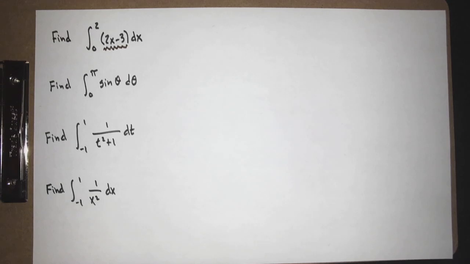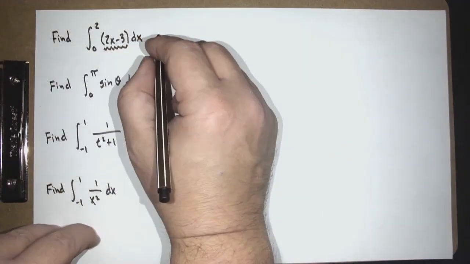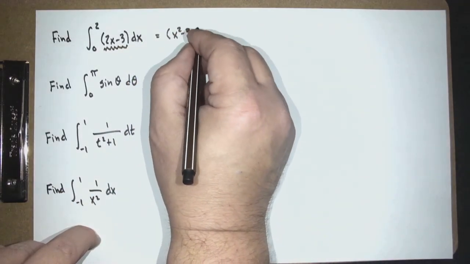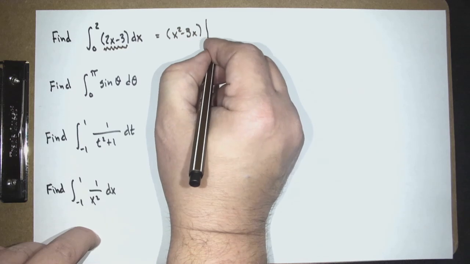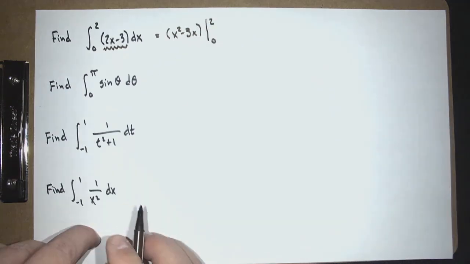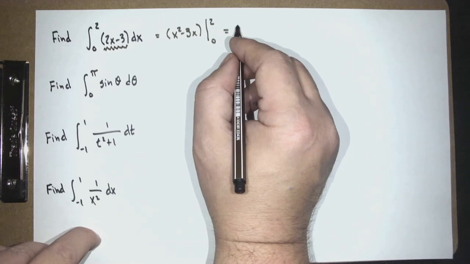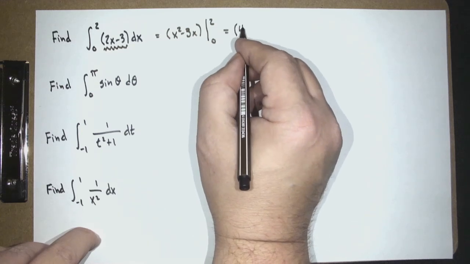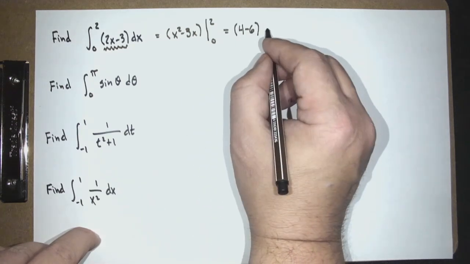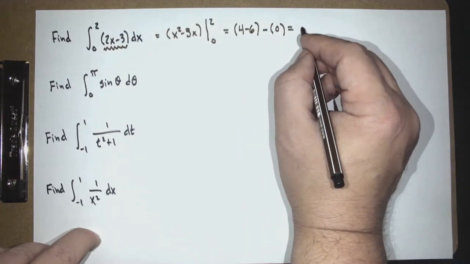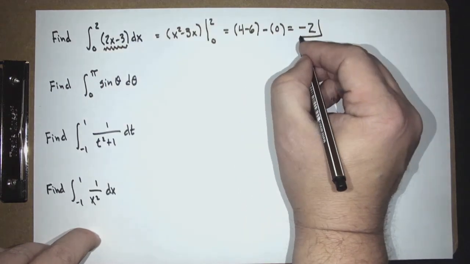What is it? Someone said x squared and x squared minus 3x. So you find an antiderivative, and then you plug in 0 and 2. When you plug in 2, what do you get? 4 minus 6, which is negative 2. When you plug in 0, you get 0. So the answer is negative 2.